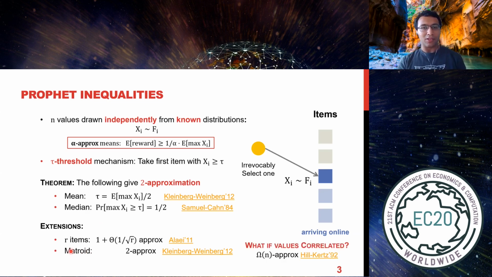Good. So this answers the online selection problem in the case when the distributions are independent. But what if the values are correlated? Unfortunately, there's a hardness result of Hill and Kertz from the 90s that shows that in general, for arbitrary correlations, you cannot do much. You basically have to lose an Omega(n) approximation factor, which is pretty much like selecting a random house, a random item.